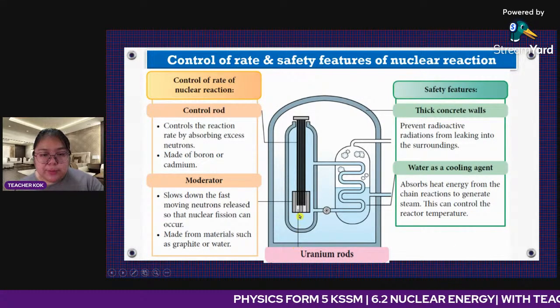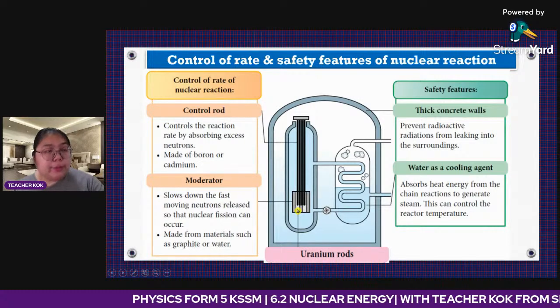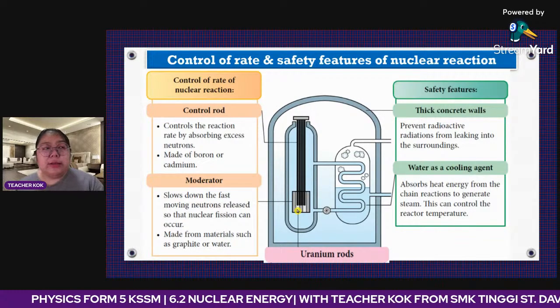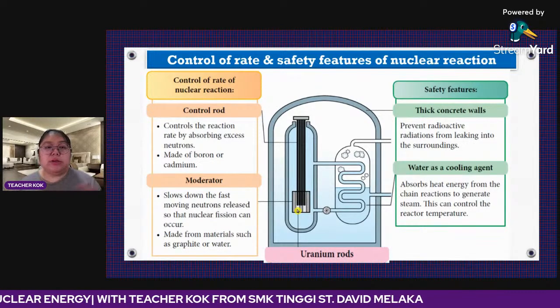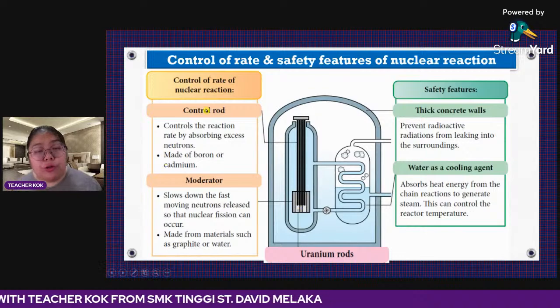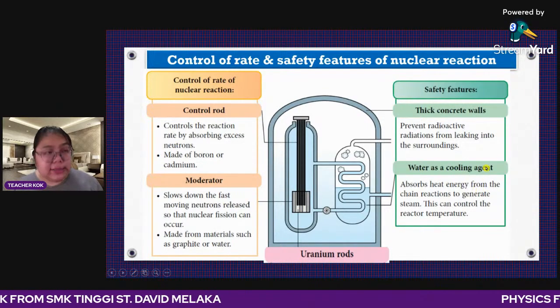And also the last part, this should be the uranium rod. We must have the uranium, and after that nuclear fission can happen. So this is an example of how we control it. After that we have safety.